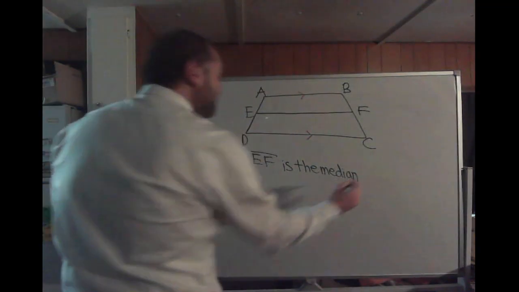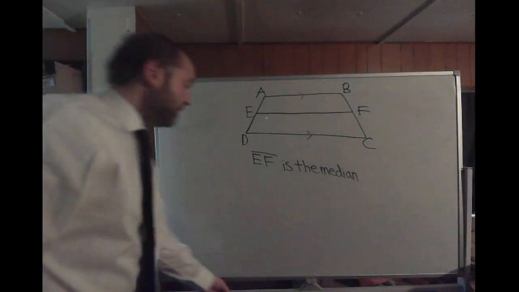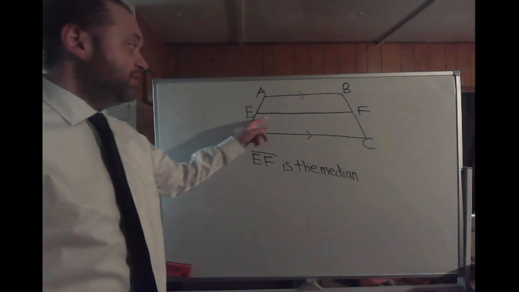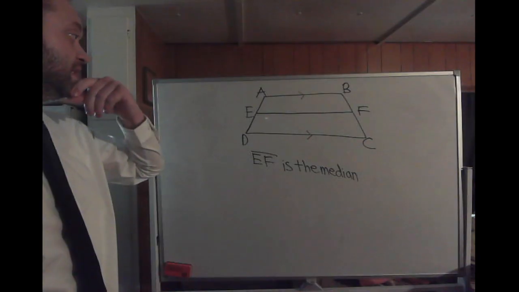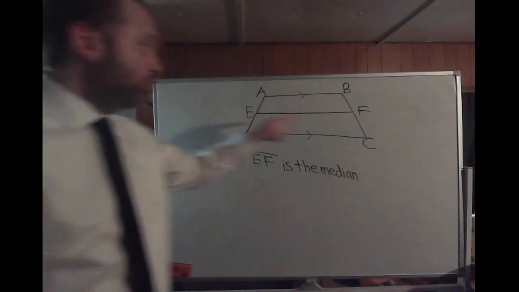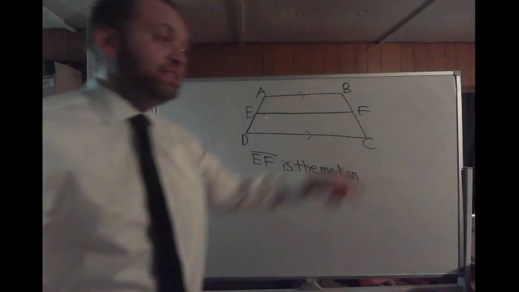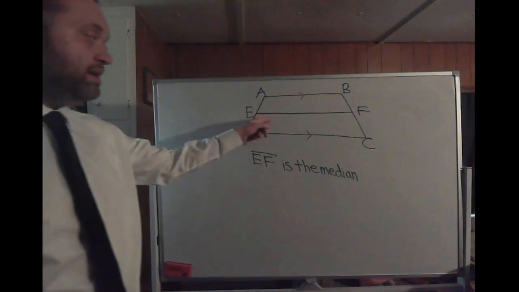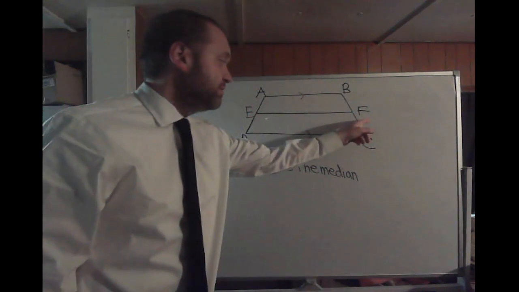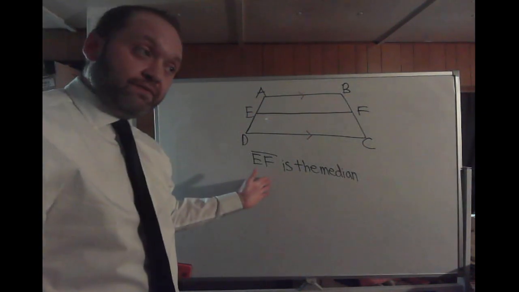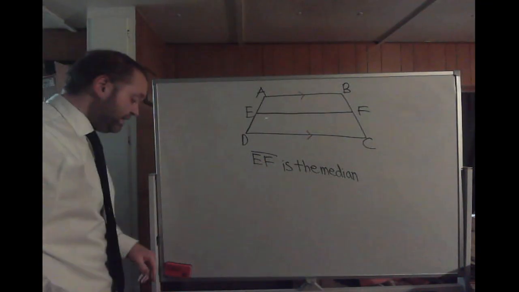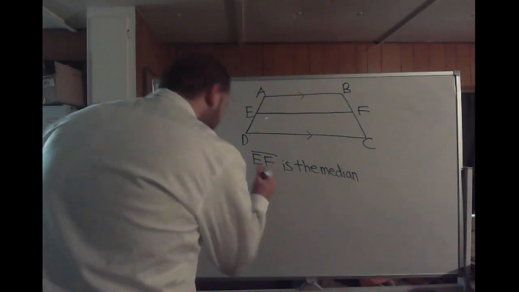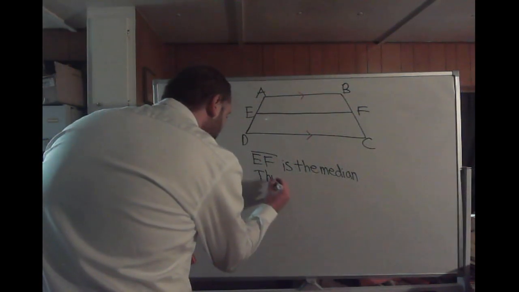So, unlike a triangle, in a trapezoid, the median of a trapezoid joins the midpoints of both legs to each other. So point E is the midpoint of AD, point F is the midpoint of BC. Therefore, since this segment, the median of the trapezoid, joins the midpoints of the two legs of the trapezoid, EF is the median. And there's a two-part theorem about the median.